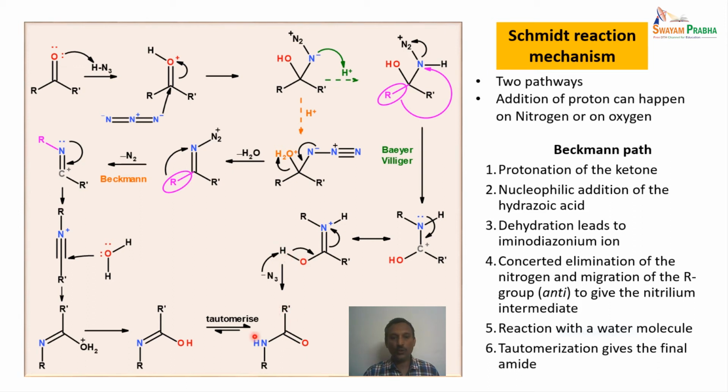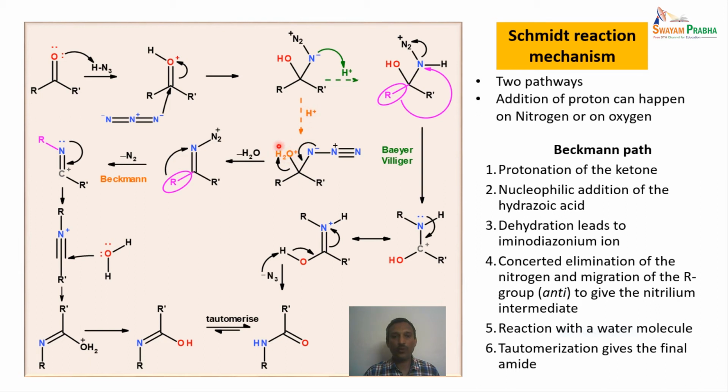That leads to the final formation of the amide derivative, because rearrangement of electrons takes place, which leads to the final rearranged amide derivative formation. So this is how the Baeyer-Villiger pathway happens. And if you look at the Beckmann pathway, instead of the nitrogen, this OH actually abstracts the proton.